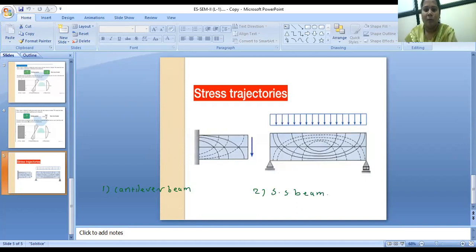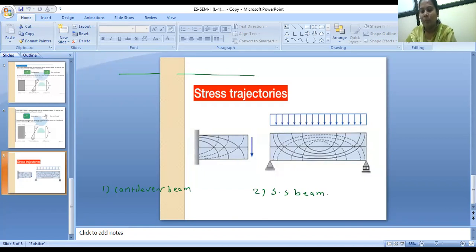Now we will see what is meant by stress trajectories. Here the cross section of the beam is given, and in that a stress line is given. At every direction, or at every point, we have to see how normal and shear stresses vary.